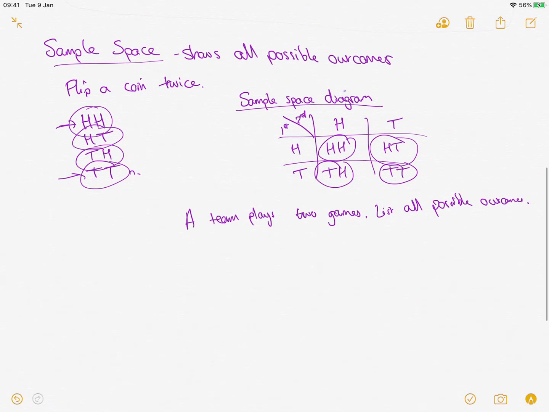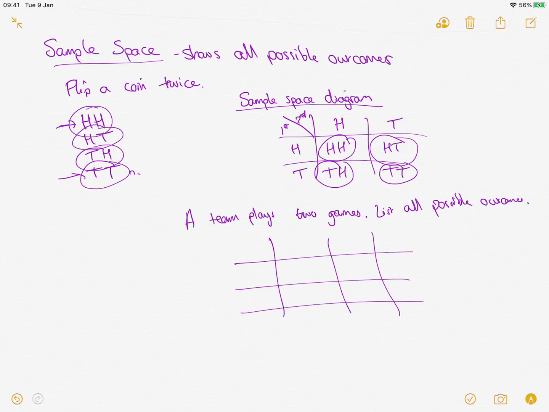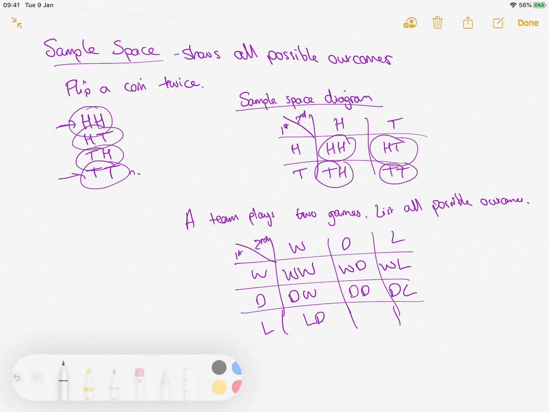Bit messy there. So we could have a win, draw, or loss. Win, draw, or loss. Doesn't really matter, but let's say this is my first game and this is my second game. Then I could have a win, then a win, win, then a draw, win, then a loss, draw, then a win, draw, draw, draw, loss, loss, whoops, loss, win, loss, draw, and then something that Crystal Palace would do, loss, loss.